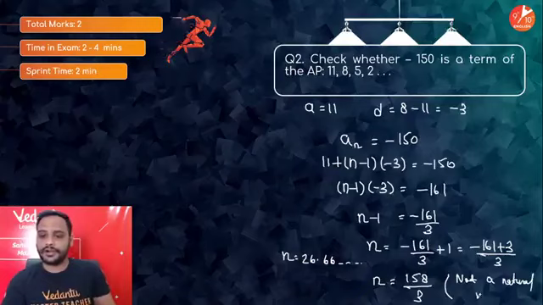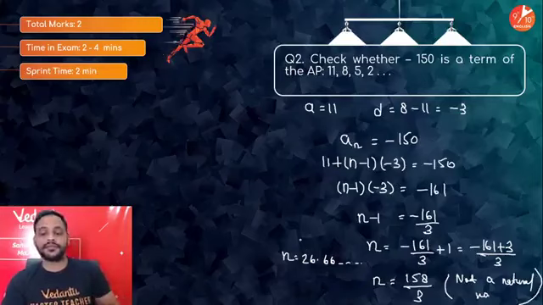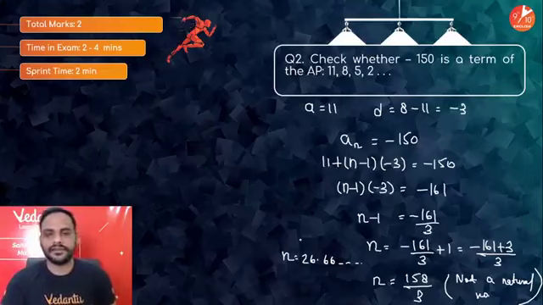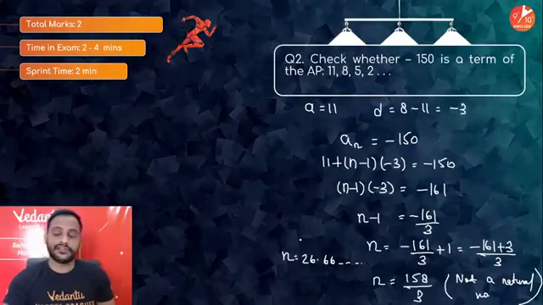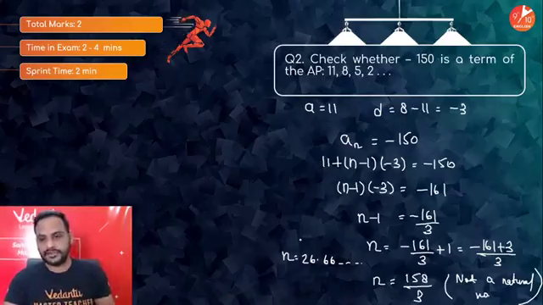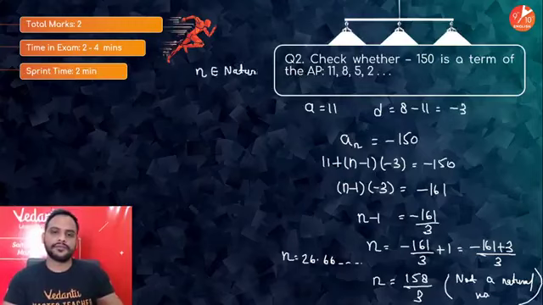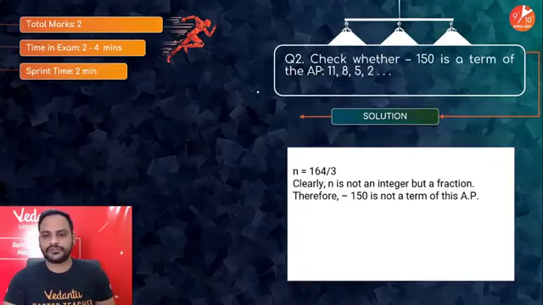And if it is not a natural number, we can clearly say that this is not a part of this AP. If I would have got n as 57, or n as 27, any natural number, then I can say okay, n is 27, that means the 27th term is this number. But since here n is not a natural number, I can say minus 150 is not a part of this AP, because n is only a natural number. Alright, let's go for the next question.